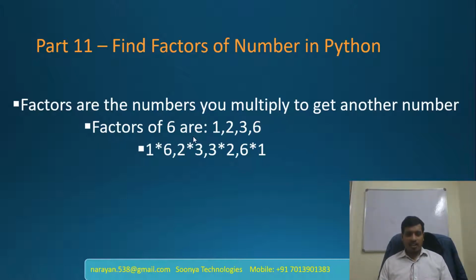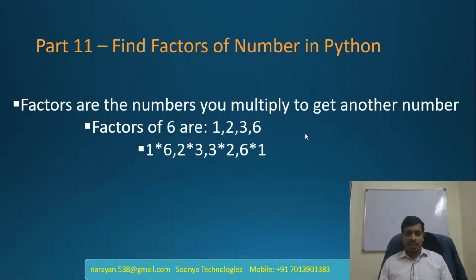Factors of 6 are 1, 2, 3, 6. How are we getting these factors? 1 into 6 equals 6, that means 1 and 6 are factors of 6. 2 into 3 or 3 into 2 equals 6, that means 2 and 3 are factors of 6. So factors of 6 are 1, 2, 3, 6.